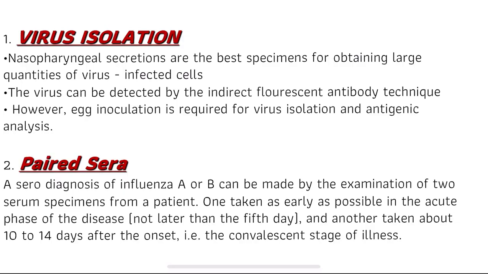Is it clear, guys? The virus isolation is done from the nasopharyngeal secretions, and egg inoculation is required to study the antigens and the antigenic variations, and the antigenic analysis is done. Whereas the paired sera for influenza A or B can be made. They are taking two serum specimens. One specimen will be taken in the acute phase of the disease, another specimen after 14 days, after the convalescent stage of the illness, when the infection has subsided.